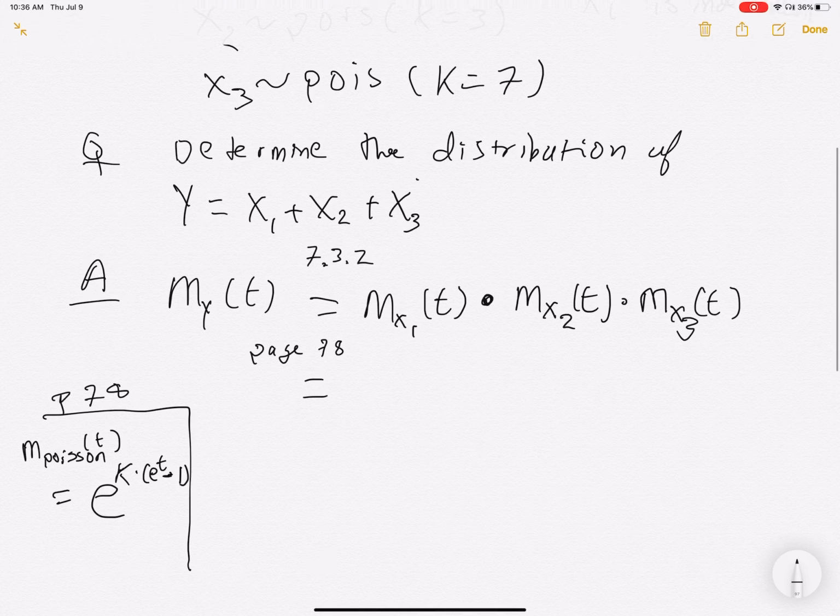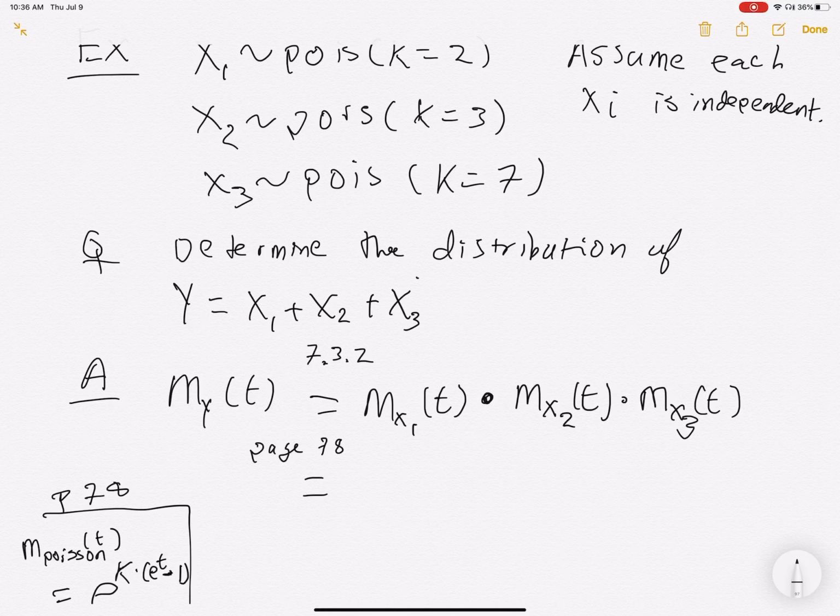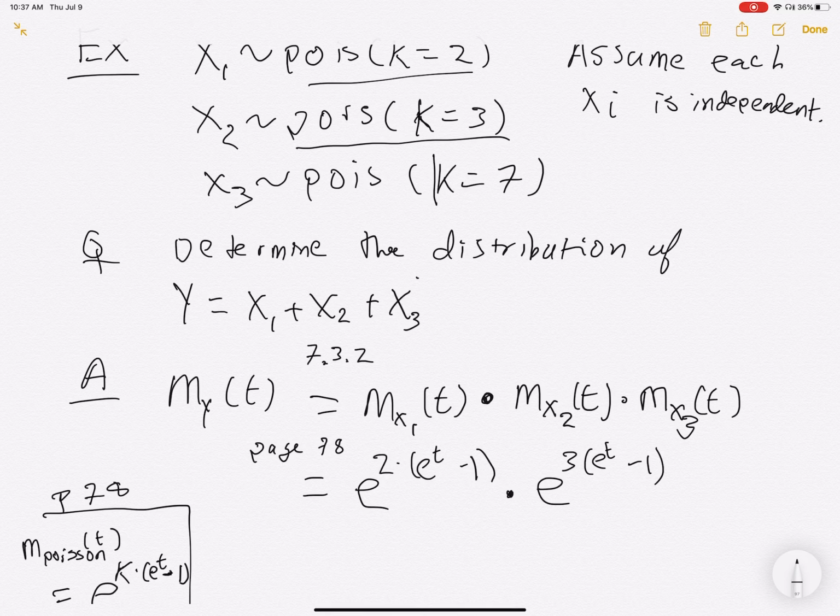So for the first one, we know that k is 2. So this is going to be e to the 2 times (e to the t minus 1), times the moment generating function of X2. So this will be e to the 3 times (e to the t minus 1). And here I'm specifying the value of k in each of these. Okay, times the moment generating function of X3, which is e to the 7 times (e to the t minus 1).